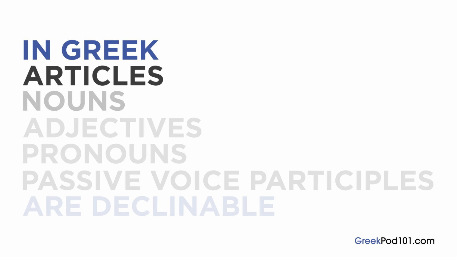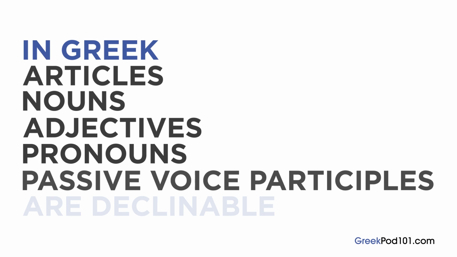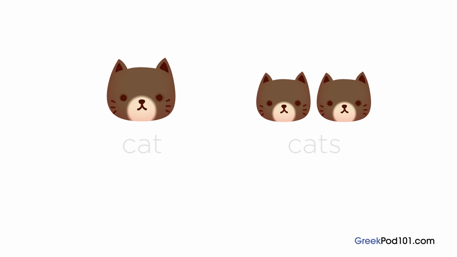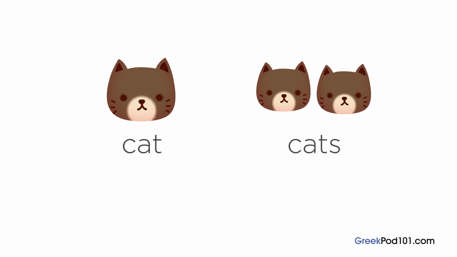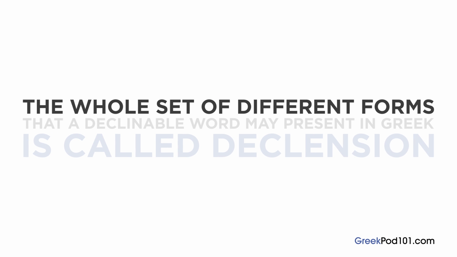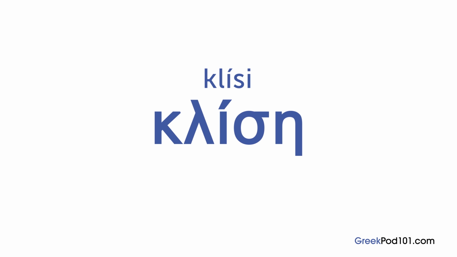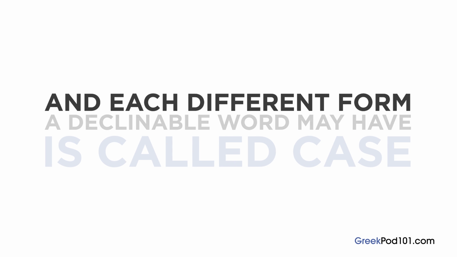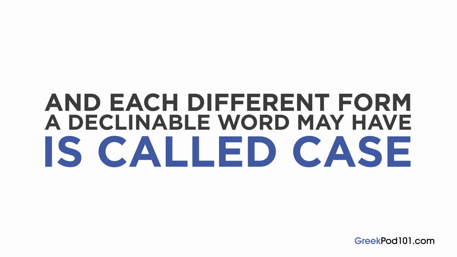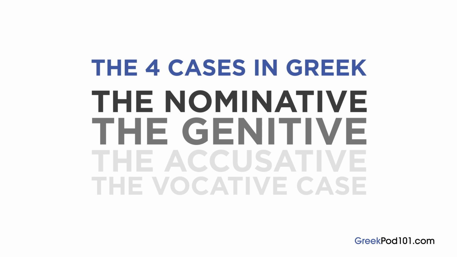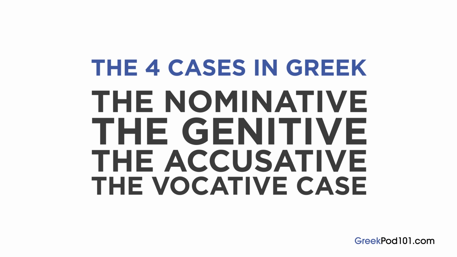In Greek, articles, nouns, adjectives, pronouns, and the passive voice participles are declinable. That means that they have different forms, just like the English noun cat changes to cats in the plural. The whole set of different forms that a declinable word may present in Greek is called declension, or klisi, literally meaning inclination. And each different form a declinable word may have is called case, or ptosi, literally meaning fall. There are 4 cases in Greek: the nominative, the genitive, the accusative, and the vocative case.